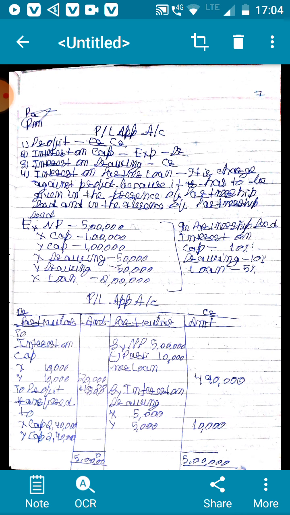Profit is 5 lakh, minus partner's loan interest. The actual loan is given as 2 lakh and interest on loan is given as 5%. Calculate 5% on 2 lakh rupees, which is 10,000. So 10,000 is interest on loan. 5 lakh minus 10,000 is equal to 4 lakh 90,000.